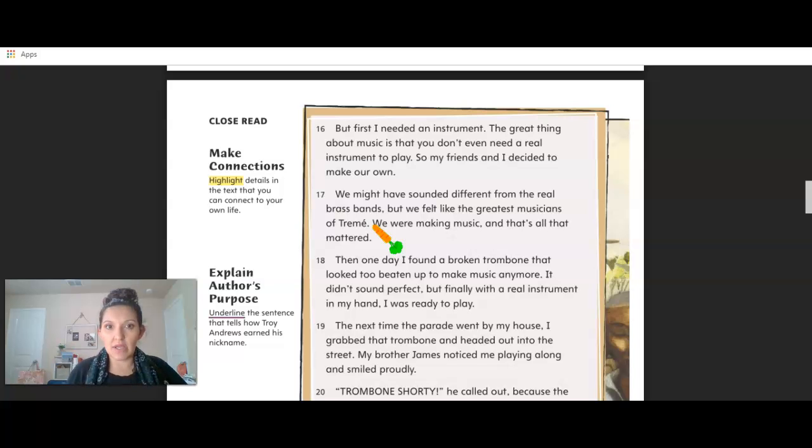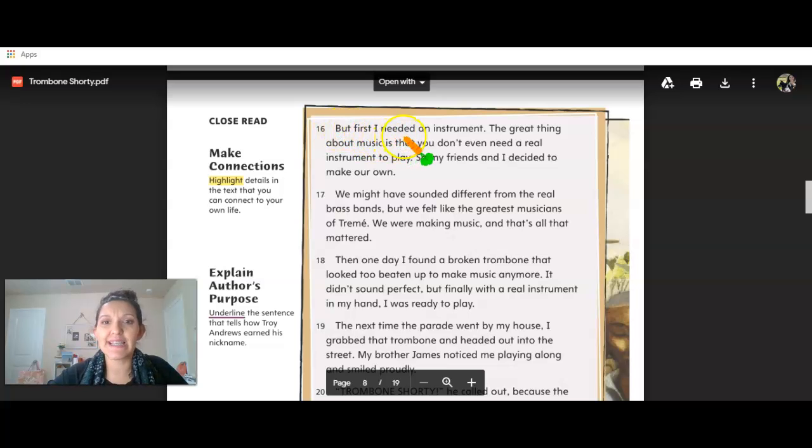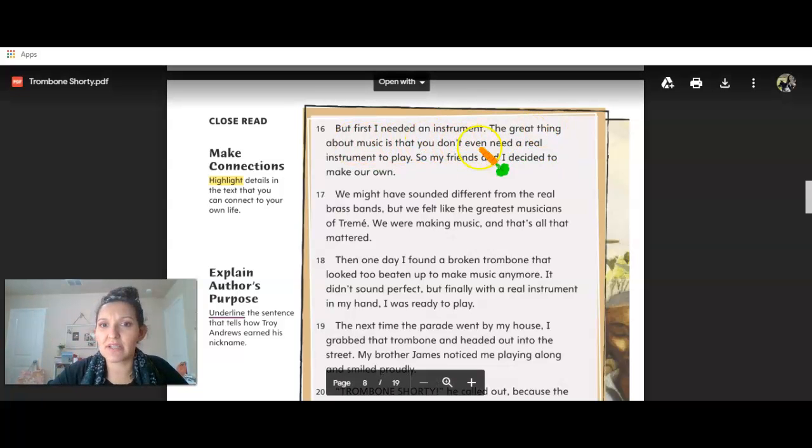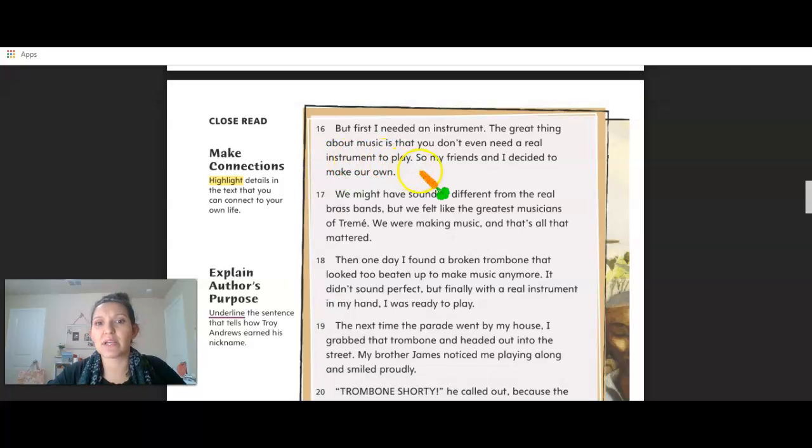So here, I'm looking through the story. It says, but first I needed an instrument. Needed, I hear that ed at the end, that tells me past tense. The great thing about music is that you don't even need a real instrument to play. So my friends and I decided, look at that again, decided, that tells me past tense, right? He just added the ed, regular verb, but then watch what happens.